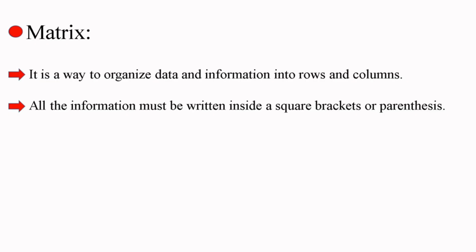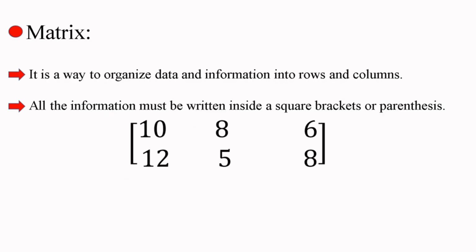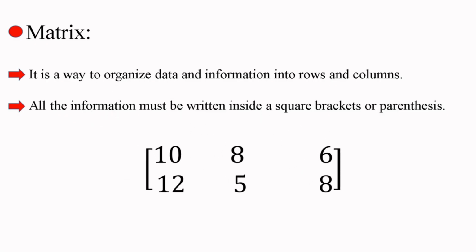What does it mean, a matrix? A matrix is a useful way for organizing data and information into columns and rows, and all the information must be written inside the square brackets or parentheses. For example, here we have a matrix and we want to give a meaning to this matrix. I'm gonna assign the first row for store 1, I'm gonna write it with st1, and the second row for st2, and this is gonna be the first item, second item, third item.